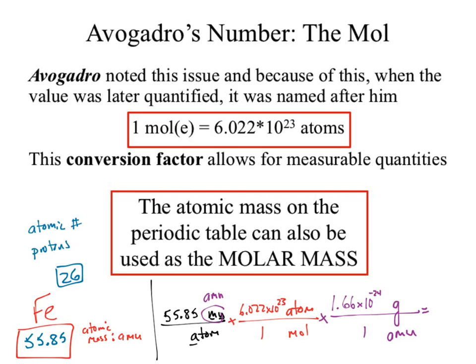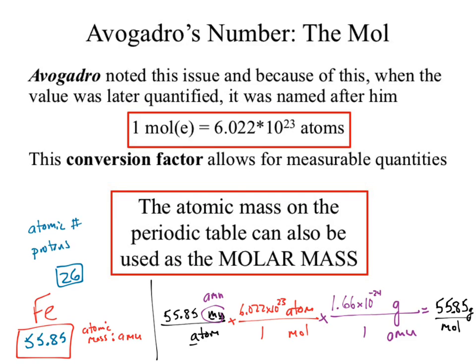Why did I pick 6.022 times 10 to the 23rd? Well, what happens when I run this calculation? Lots of powers of 10. That looks like a complex calculation. We could enter that in the calculator, and I can tell you right now that it's probably going to come out to be roughly 55.85, the units being grams over moles.